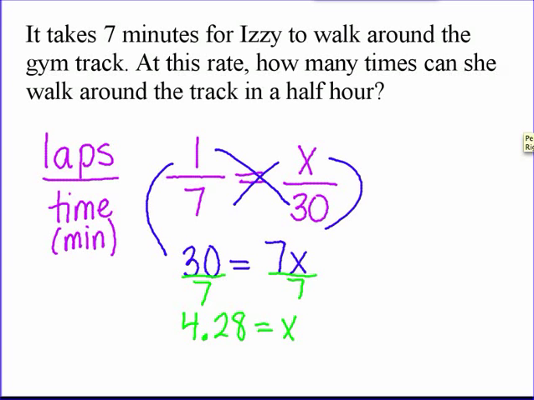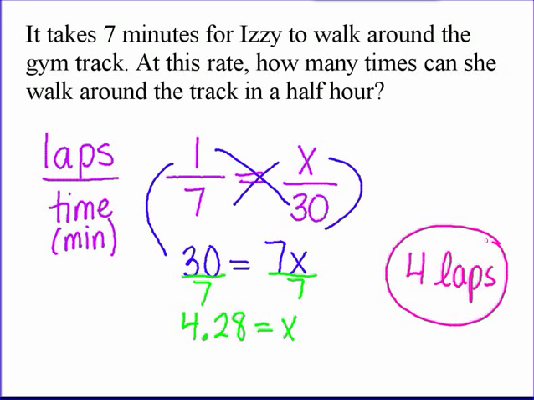At this rate, how many times can she walk around the track in a half hour? 4 laps. We don't put 0.28 of a lap. We just answer that as 4 laps.